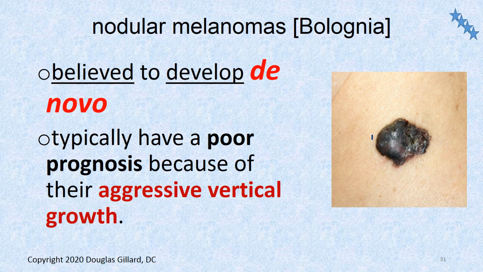So these are believed to develop de novo. These don't come from a mole usually. They're flat. They just pop out of the blue, and they grow and they grow and they grow very quickly. And again, the prognosis is not good with these things. You have to catch these incredibly fast.